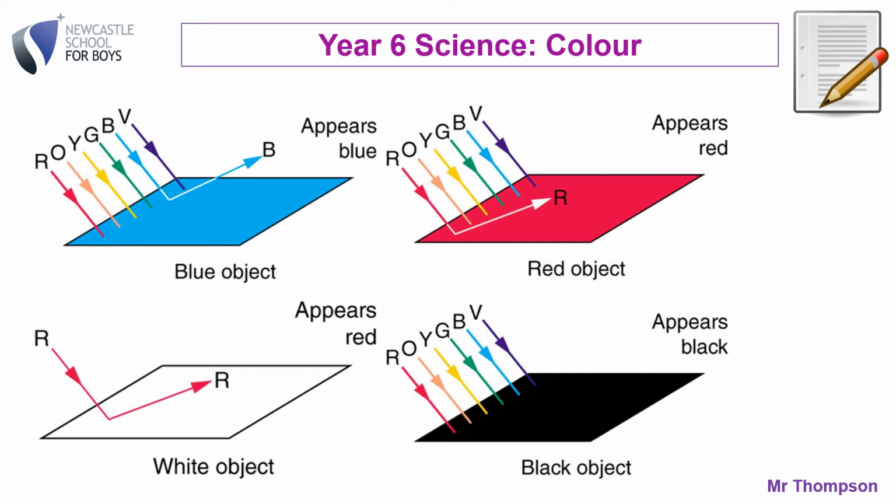If you shine red light on a white object and it's in the dark, then the white object will appear red. And that was shown well in the YouTube video that you watched. And finally, a black object. In physics, we sometimes say black is not a colour because actually black absorbs all colours. So it appears black because there is no reflection.